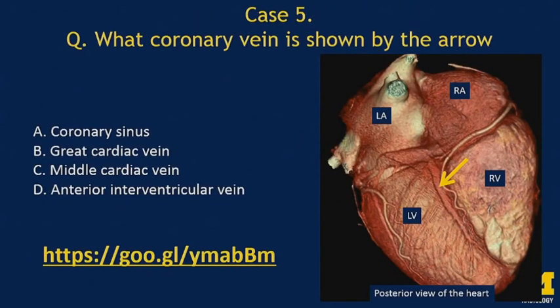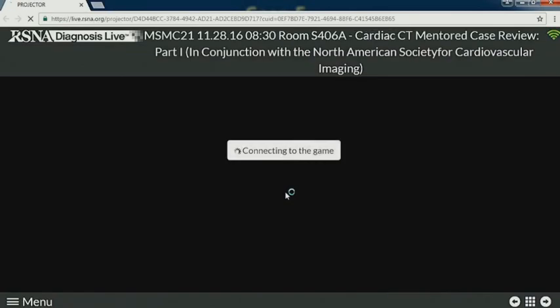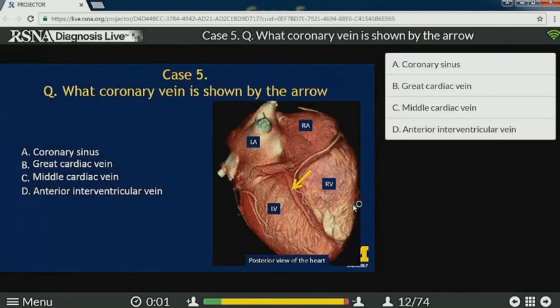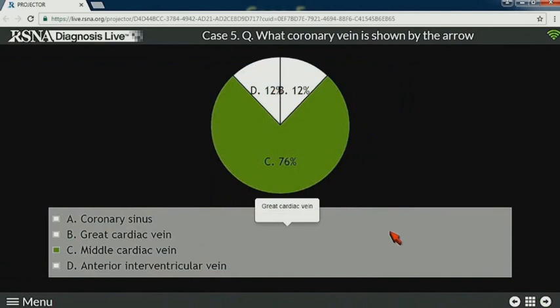So let's do this audience response question. It looks like a familiar case. We have seen it before as well. So what do you think is the name of this coronary vein shown by the arrow? Is it the coronary sinus, great cardiac vein, middle cardiac vein, or the anterior interventricular vein? And that is great. This is a difficult topic, but almost all of you got it right. It is indeed the middle cardiac vein, also known as the posterior interventricular vein.